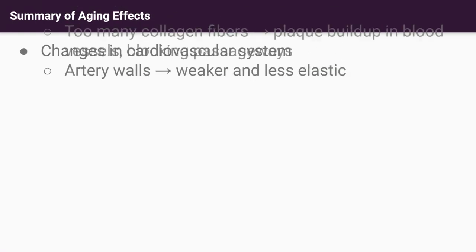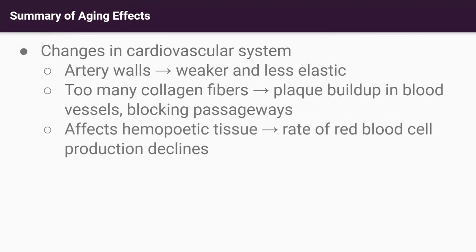What happens in the cardiovascular system? Well, the walls of the arteries become weaker. We start to build up too many collagen fibers, which can cause plaque buildup within our vessels. And if that happens, we start to see passageways being blocked. We start to produce less and less red blood cells because we're seeing less of that hematopoietic or hemopoietic tissue.